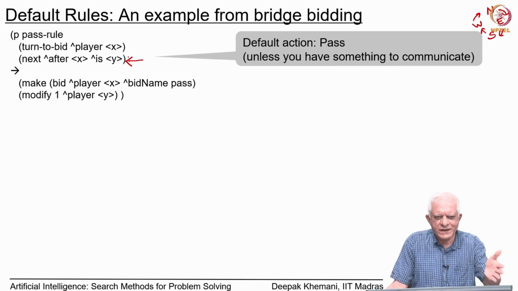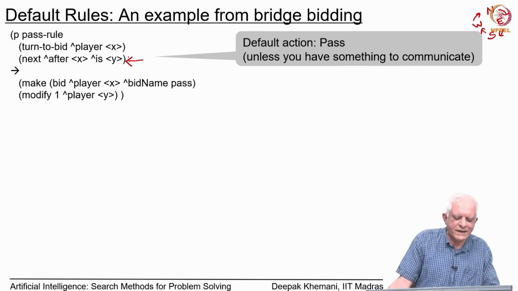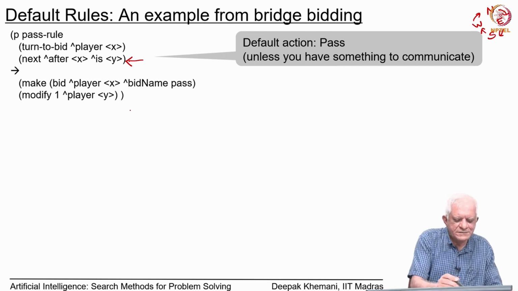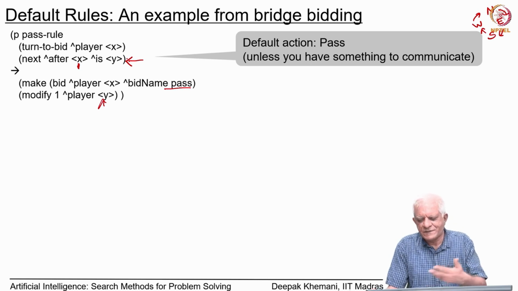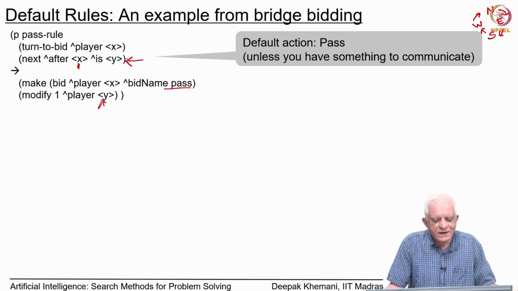So, that is simply to take care of implementing the game, and essentially this says that if X has made a move which is to bid pass here, then the next player to bid is Y, because that is what the record is saying, that after X it is Y. So, for example, after north it is east.